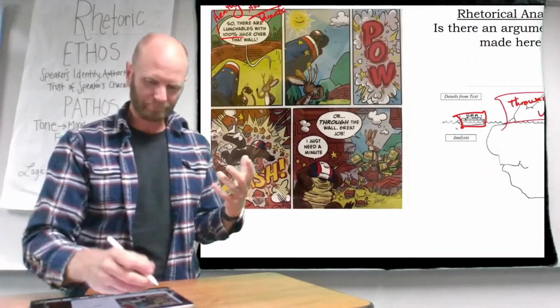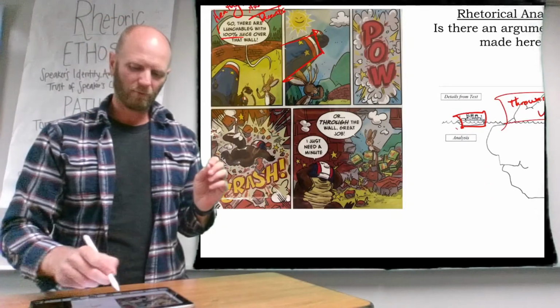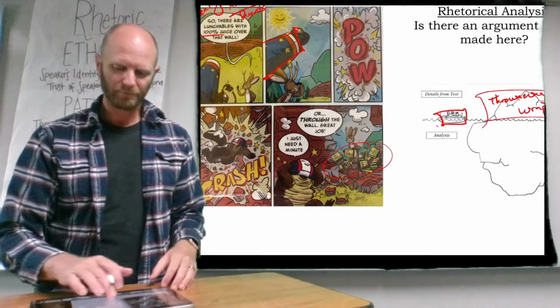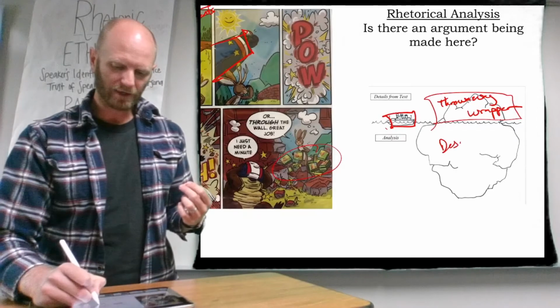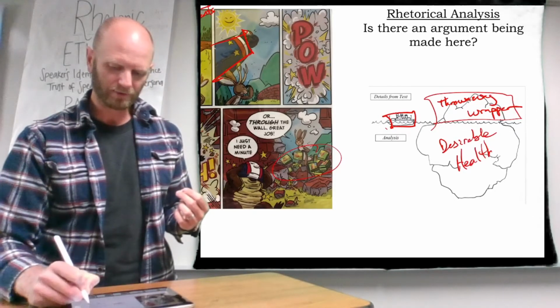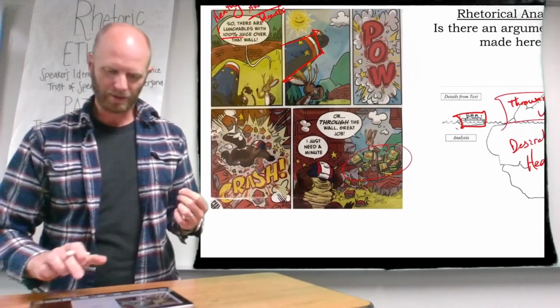And then again, why would a platypus put himself in a cannon? Because those Lunchables are so desirable, right? It's very subtle. It's beneath the surface, okay? They're desirable and healthy. We want these, okay? Very simple, okay? And they have another one.